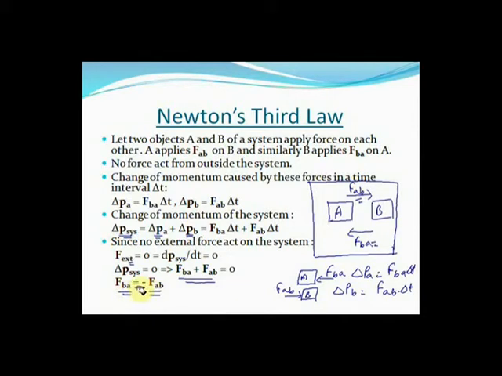So we can see from here that the magnitudes of these two forces, FBA and FAB, are equal. And since FBA is the negative of FAB, both these forces are acting in opposite directions. This is how we can derive Newton's third law mathematically.